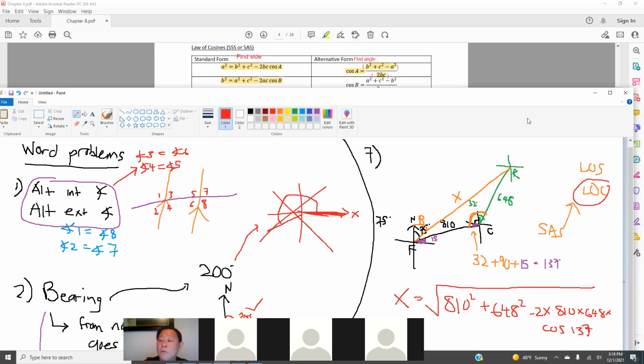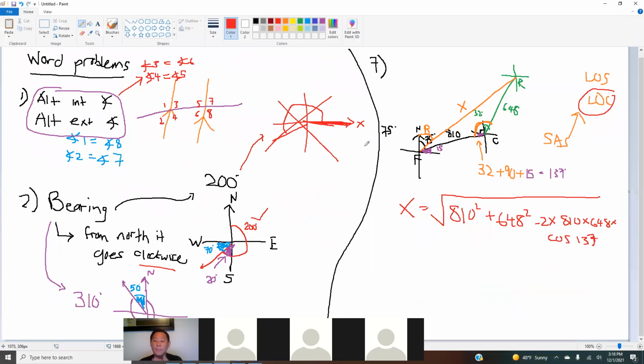Yep. So again, take out your calculator and do this. Square root of that. There's a lot of numbers to type in here. This you will get 1,357.85 miles.